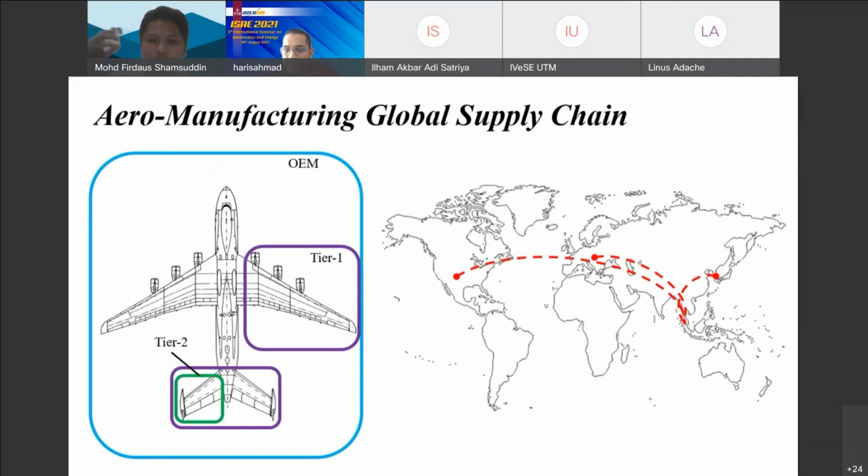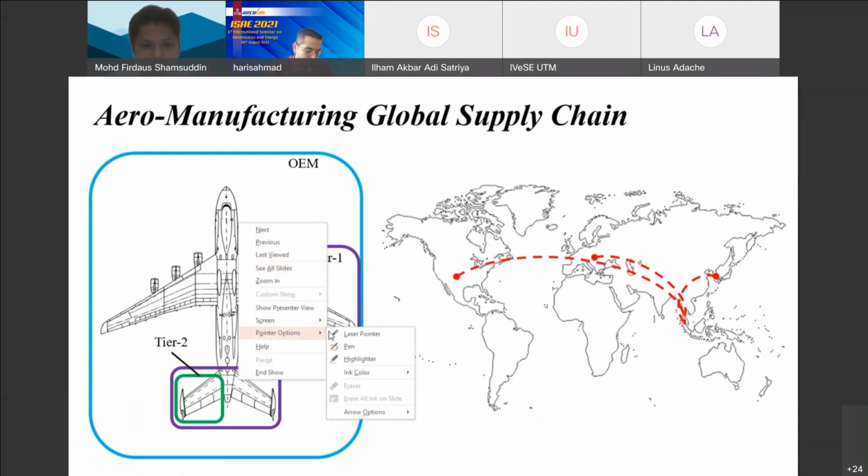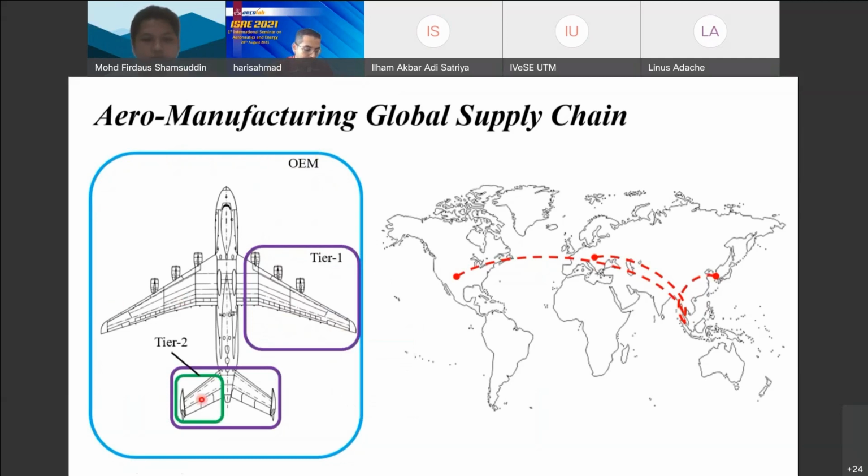But instead of doing everything by themselves, they separate the aircraft into several sections, and they give each section to a tier one supplier. For example, this is the OEM. They own the whole aircraft. So they section up the aircraft into maybe the fuselage one section, the wing one section, the empennage one section, and then they give it to tier one suppliers. What the tier ones do is the detailed engineering design, the materialization, and then probably the testing as well.